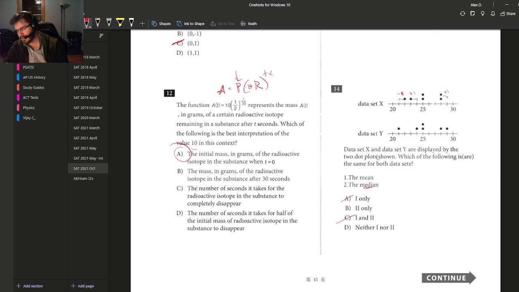Median is the middle value. There are 6 terms. Oh wait, 1, 2, 3, 4. Yeah, there are 6 terms. So the median is the average of the 2 middle terms. 2 on the left, 2 on the right. Their medians are the average of those 2 values, so the medians are the same.